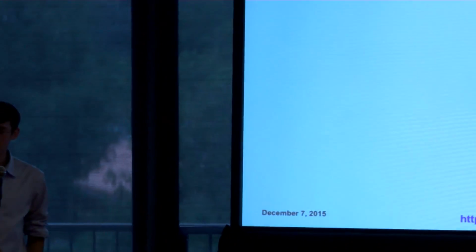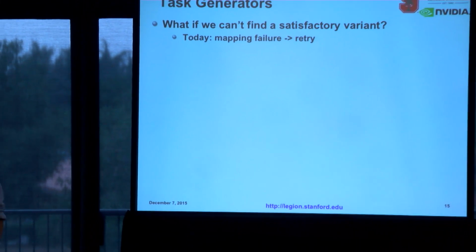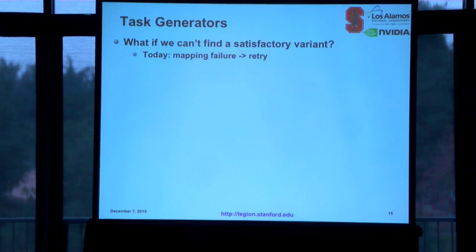On the second case here, you can ask yourself a question. What happens if you can't find a task variant that satisfies all the constraints based on the processor you've chosen and the physical instances and their layouts that you've specified? Well, today we have one way to solve this, which is we report a mapping failure, and you get to go back around this whole loop, pick some new instances with different layouts, and hopefully find a task variant that is satisfied.